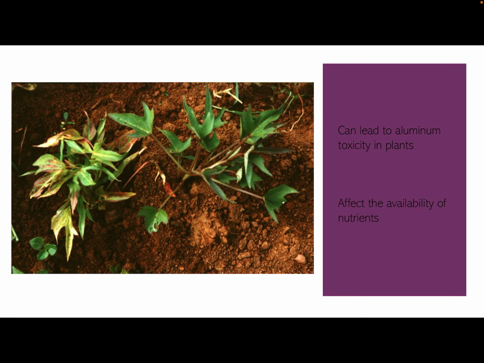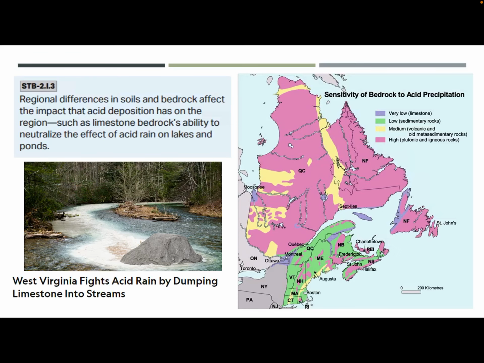So another issue is that the acid rain can lead to aluminum toxicity in plants. So this is a plant suffering from aluminum toxicity. It damages the growth in the roots, so they start to look yellow and wilted. And it can also affect the overall availability of nutrients. So when the pH is too acidic, it makes the nutrients not able to be uptaken by the plant.